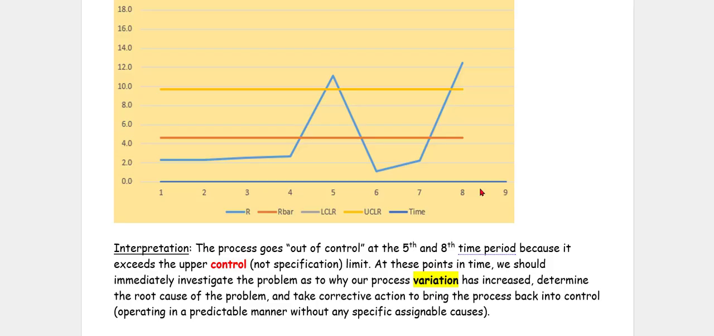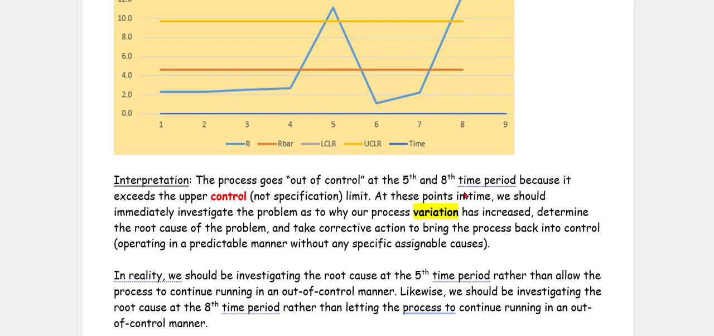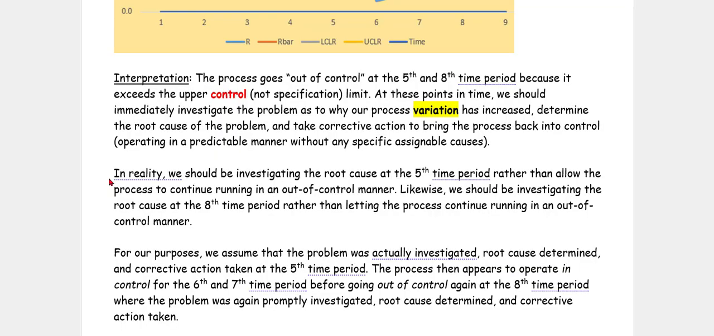Determine the root cause of the problem and take corrective action to bring the process back into control, operating in a predictable manner without any specific assignable causes. Again, like I mentioned in the X bar chart, in reality we should be investigating the root cause at the 5th time period rather than allow the process to continue running in an out of control, non-predictable manner. Likewise, we should be investigating the root cause at the 8th time period rather than letting the process continue running in an out of control manner.